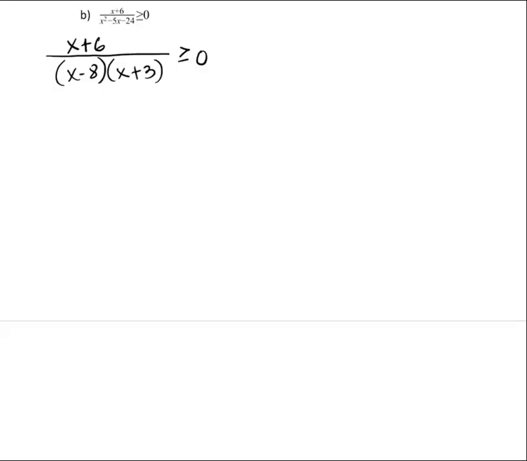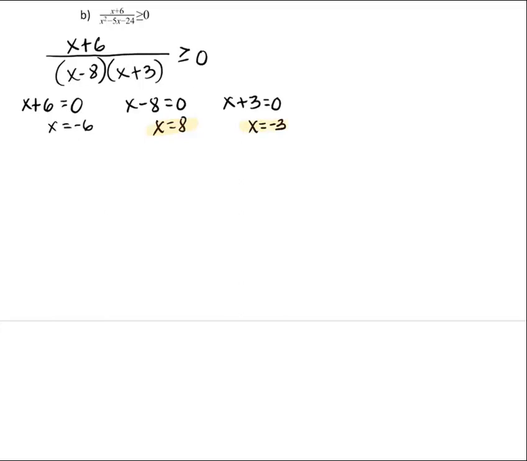Part B says (x + 6)/(x² - 5x - 24) ≥ 0. First, we are going to factor the polynomial. Now let's find the zeros. These values make the polynomial undefined.